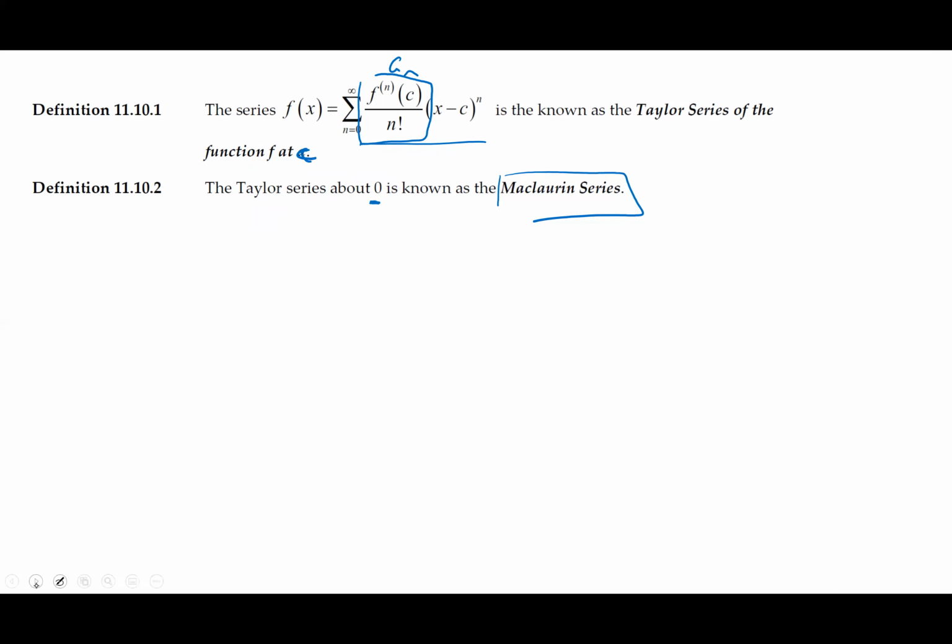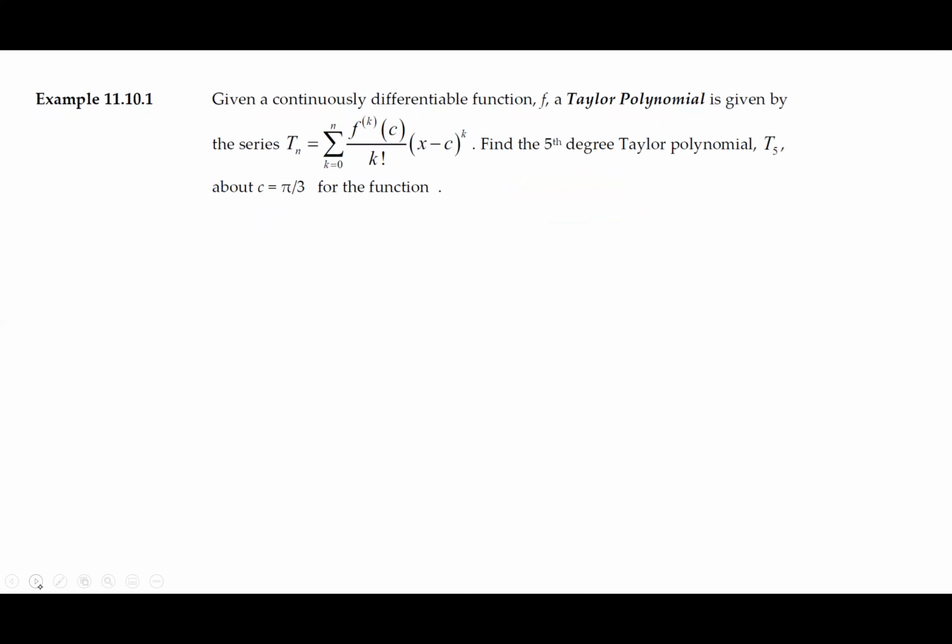Okay, here's some examples. So we have a continuously differentiable function. We want to find the 5th degree polynomial, T5, about c equals pi thirds for the function f of x equals sine squared x. Okay. So I know I need some derivatives, right? So let's start with that. f of pi thirds. Well, sine of pi thirds is what? Root 3 over 2. So we have 3/4.